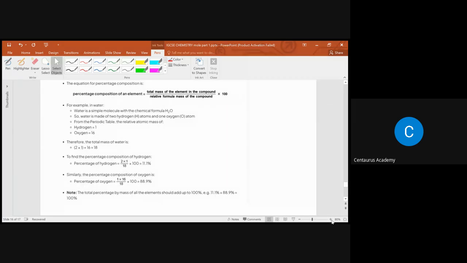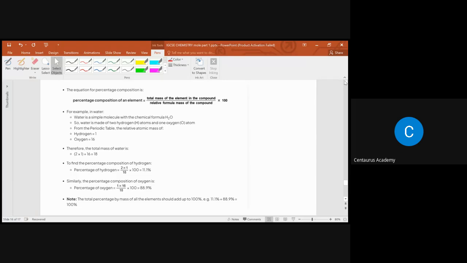If you look into this, some questions also come up where they say that you have to find out the percentage composition of a particular element. So what do you do here? You basically take the total mass of that element which is present in the compound and divide it by the total molecular mass or the formula mass of that compound. And since you have to convert it into a percentage, you multiply it by 100, then you will be able to know the percentage composition of that particular element.